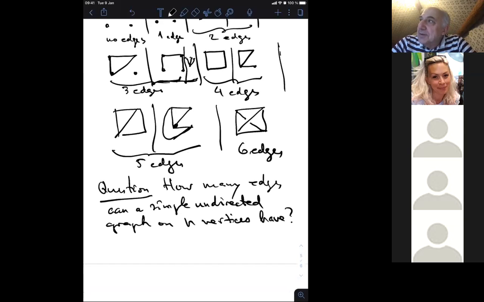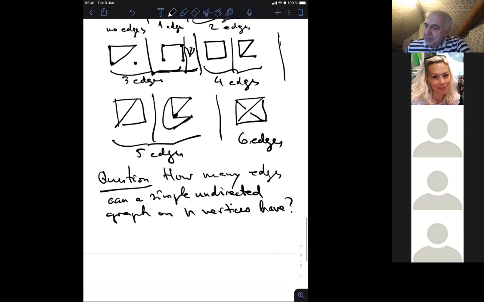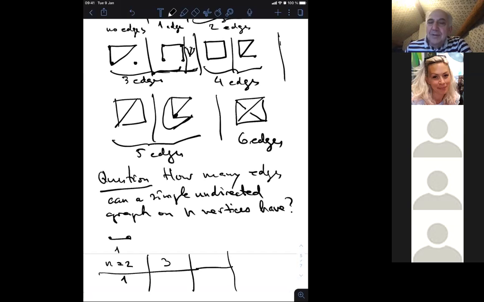Okay. Let's start, let's see if we can guess this. So if we have 2 vertices, there is just one graph, but there is just one edge. So for n equals 2, we have 1. For n equals 3, how many edges can we get? The maximal number should be 3, yes? This is a triangle. So for this guy, we get 6.